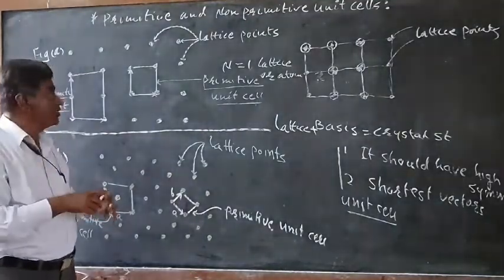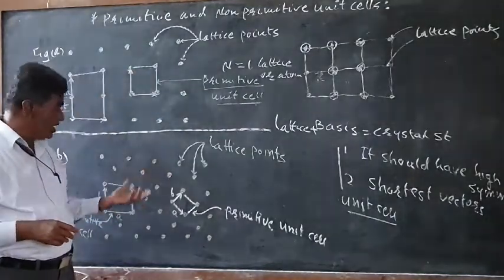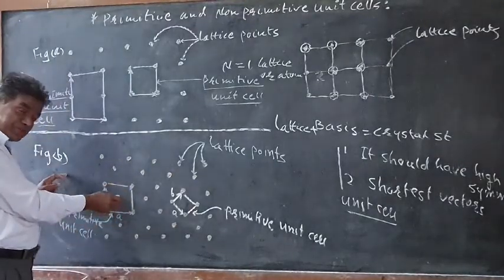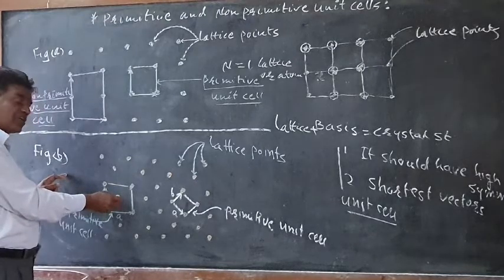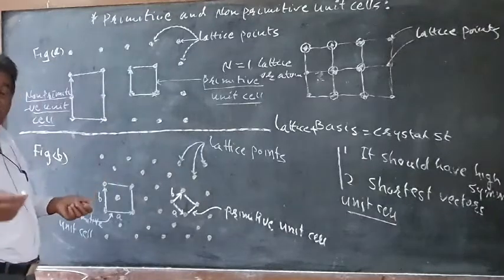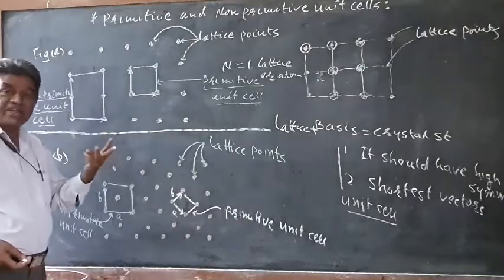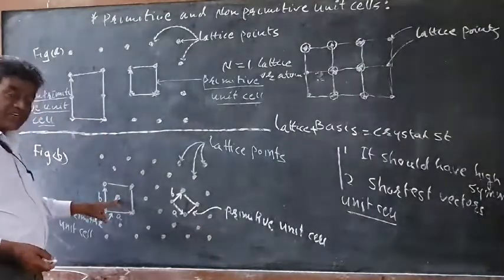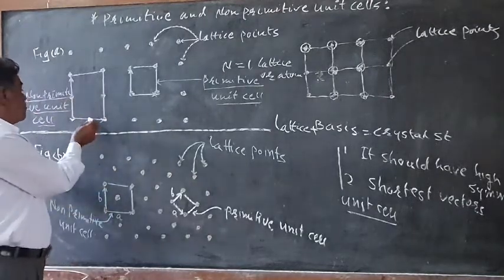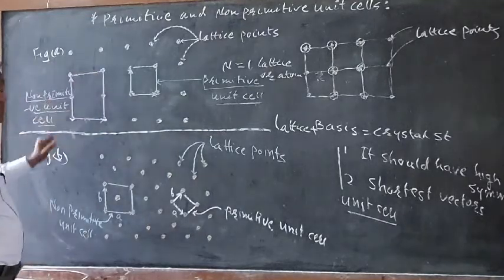So if only the corners are occupied by atoms or lattice points, then it is known as a primitive unit cell. And if, in addition to the corner atoms, there are extra atoms located at the interior of the unit cell, or at the center of the faces of the unit cell, or at the center of the bases of the unit cell, then it is known as a non-primitive unit cell.